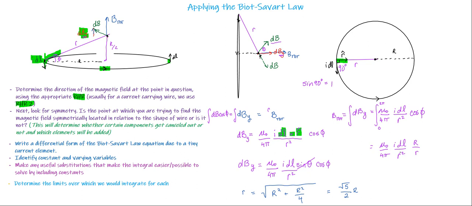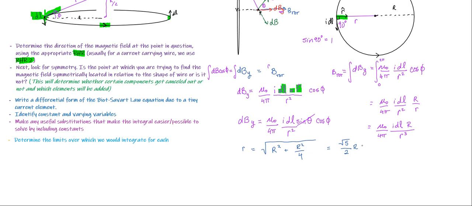But I can see that there's a simplification already that can be made here. So I'm going to go ahead and do that. And I have mu naught over 4 pi times I dl times big R over r cubed. Next, what I'm going to be doing here is actually putting in this expression for r cubed into the equation. So let's go ahead and do that. So I have mu naught over 4 pi times I dl times r over root 5 over 2r all cubed.